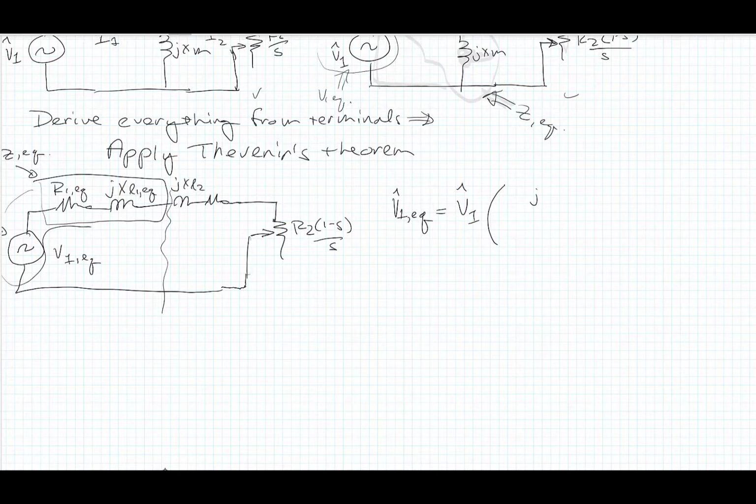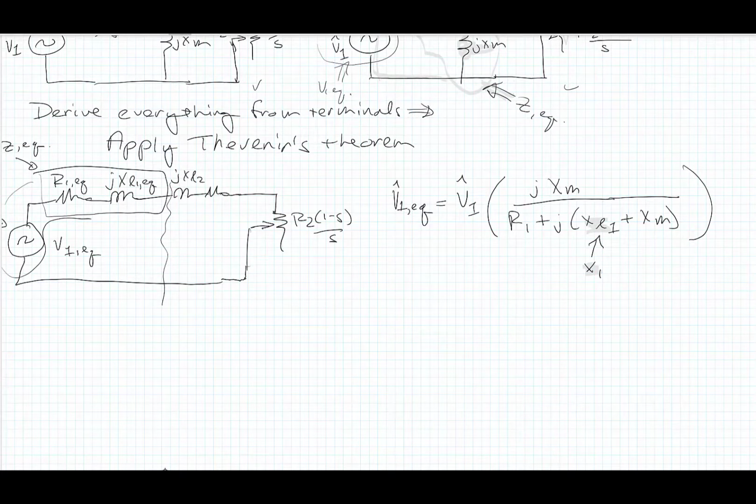So V1 equivalent is jXM over R1 plus jX1 plus XL1. Just recognize I've been using L1 and the book uses X1. So this is X1. I'm teaching a drives class at the same time and I don't use those symbols. So it's a leakage inductance. Just don't get thrown off by it, just look at the circuit.